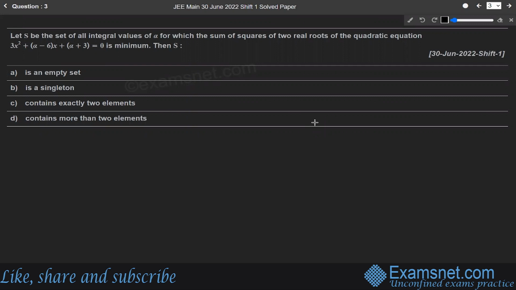All right. Before moving on to the solution of this question, firstly, let us understand what is a quadratic equation. If we talk about a standard quadratic equation, the standard quadratic equation is in the form ax square plus bx plus c is equal to 0. And if we talk about the two real roots of the quadratic equation, then we have two basic formulas for sum of roots and product of roots.